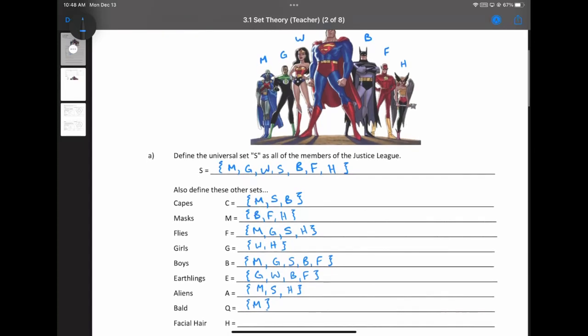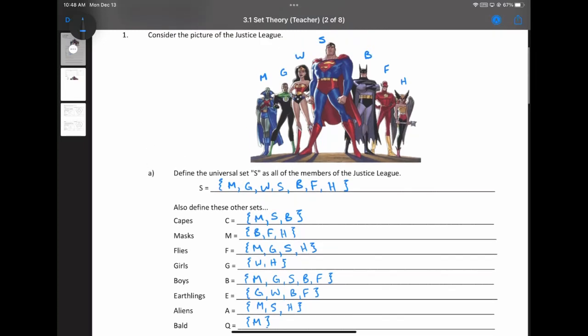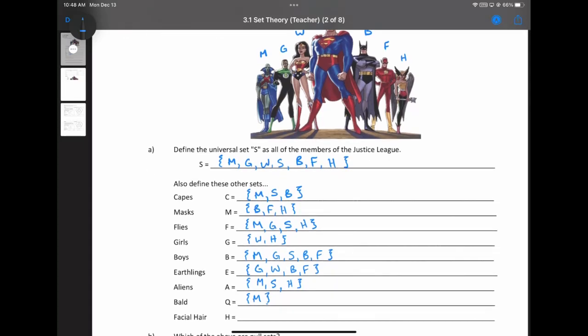And then the last one, facial hair. We'll use an H for facial hair. And if I look at these carefully, Martian Manhunter has none. Green Lantern has none. Wonder Woman has none. Neither does Superman, Batman, Flash, or Hawkgirl. So no one has facial hair. And because of that, I want to write down that H equals a null set. So I'm going to do that with open and close squiggly brackets with nothing between them.